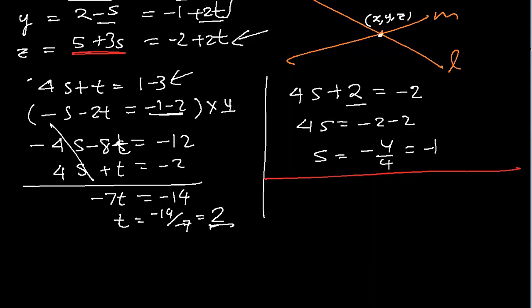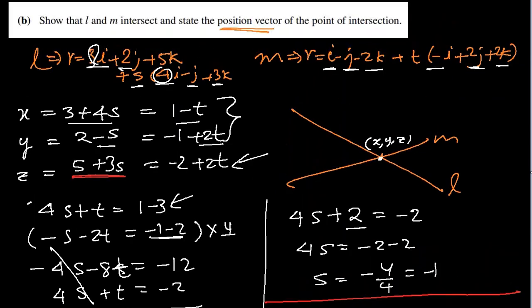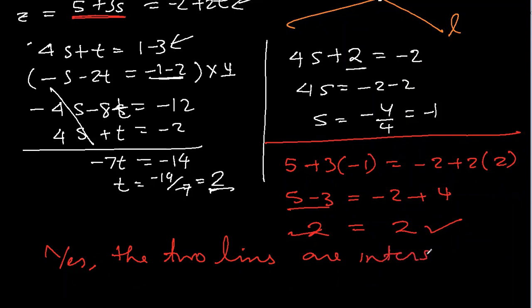So let me take this one, 5 plus 3s: 5 plus 3 and s is minus 1 according to the solution, equal to minus 2 plus 2t, t is 2. So 5 minus 3 equal to minus 2 plus 4. This is 2 and this is also 2, yes, that's correct. So whenever the third equation verifies the solution from the first two equations, we say that yes, the two lines are intersecting. We have shown this also.